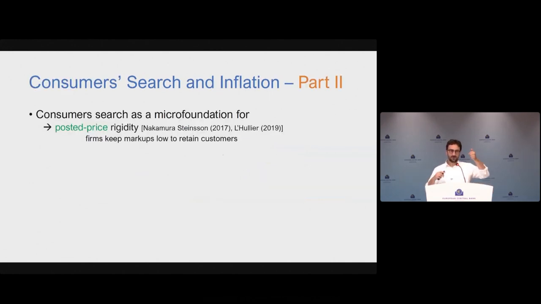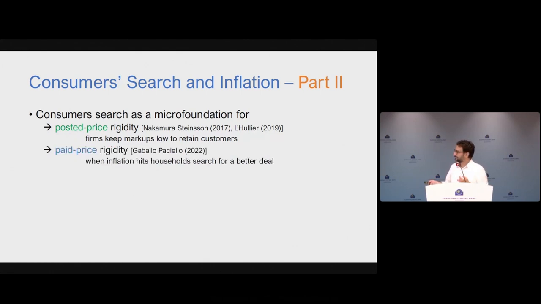But I want to do a further step. There is another reason why we should care about consumer search. There is a more recent literature that has shown that you can think about consumer search as a micro foundation for why firms are sticking to their price. Why? Because if people run away from you, maybe you don't want to raise the price, you want to retain your customer, and so this is a micro foundation for price rigidity.